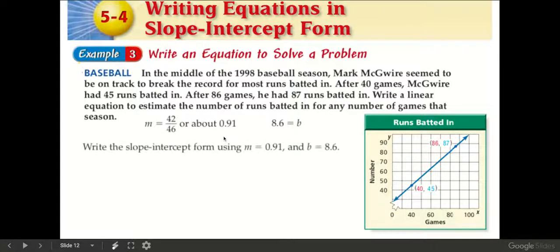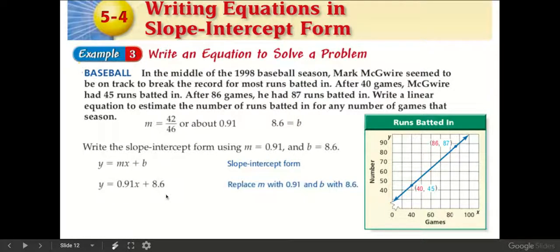Now that I have my slope and my y-intercept, I'm going to go ahead and write my equation. Again, m is my slope, b is my y-intercept. I've already found those, put them in the right spot, and that would be the equation: y equals 0.91x plus 8.6. So that is how you would write an equation for a story problem. If you have 2 points, just like the other problems, find the slope, find the y-intercept, and then you can write your equation.